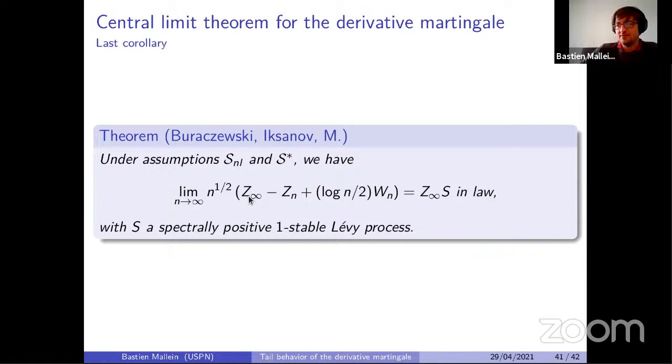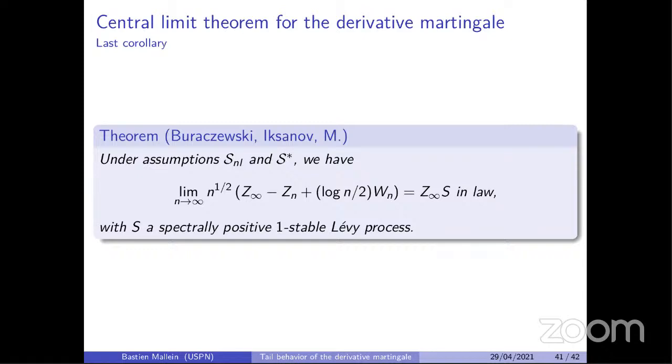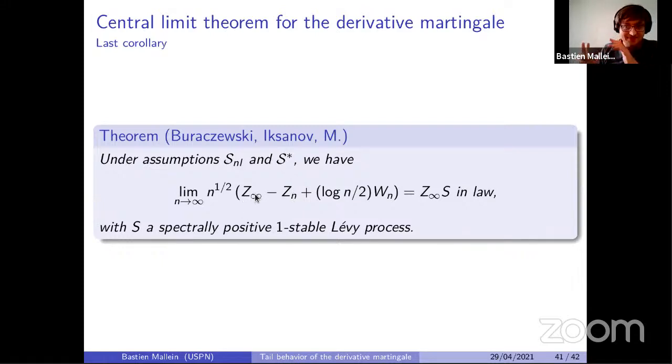And we get that D infinity minus D n behaves as some spectrally positive one stable random variable times D infinity over root n plus root log n W n times root n, something like that. No, there is no convergence of process here. We were not able to get the convergence of D infinity minus D at a times n plus log n W n as a function of a. And some additional results should be needed to obtain this.